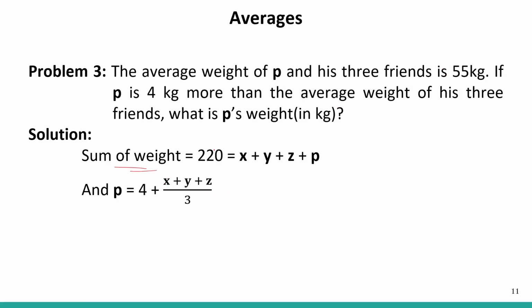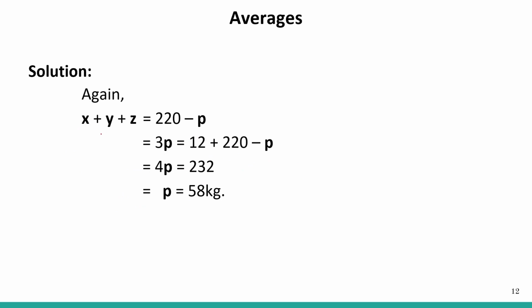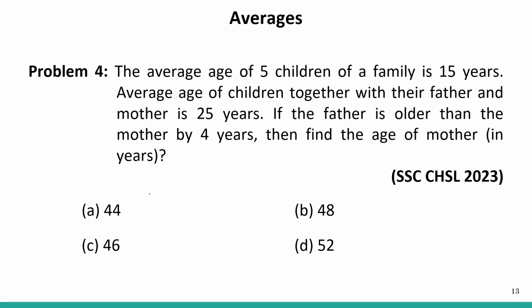So sum of weights is equal to 220. That is equal to X plus Y plus Z plus P. So P is equal to 4 plus X plus Y plus Z whole by 3. X plus Y plus Z will be 220 minus P. So 3P is equal to 12 plus 220 minus P. Solving for P, we are left with 4P is equal to 232. So P is equal to 232 by 4, that is equal to 58, because 58 into 4 is equal to 232, right?